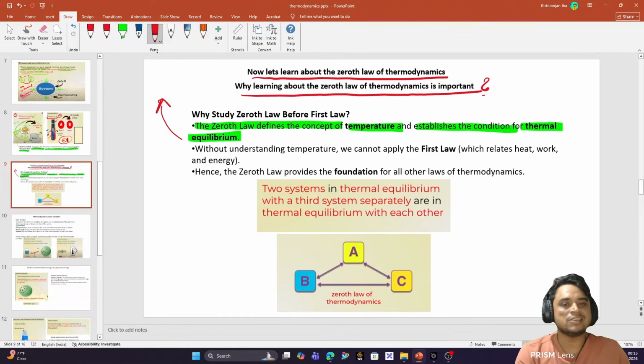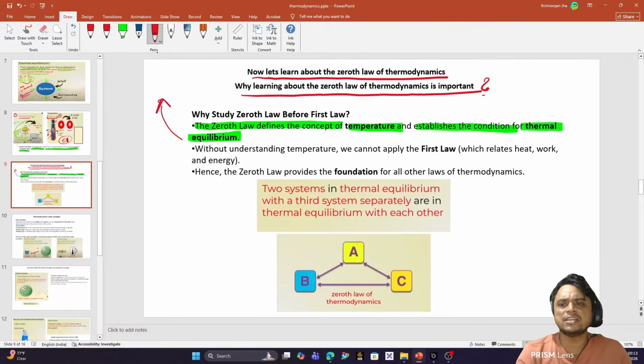So because it includes the concept of thermal equilibrium, and without the zeroth law, the first law of thermodynamics is very difficult, or it will be very absurd. You won't understand it properly, right? So that is why I decided to teach you the zeroth law of thermodynamics, because just think, without understanding the concept of temperature and thermal equilibrium, you cannot apply the first law of thermodynamics to any of your understanding.